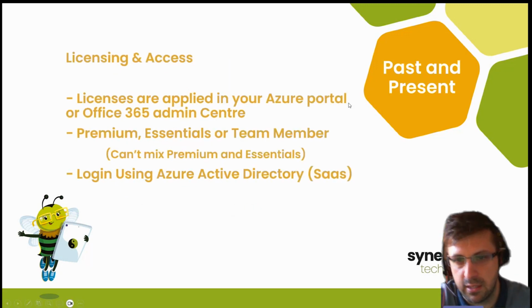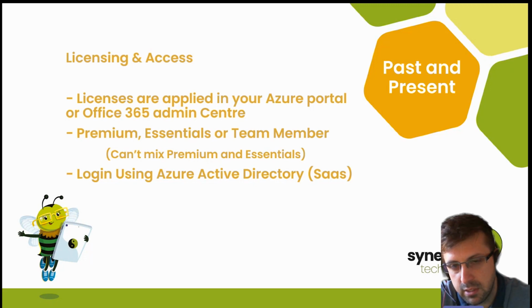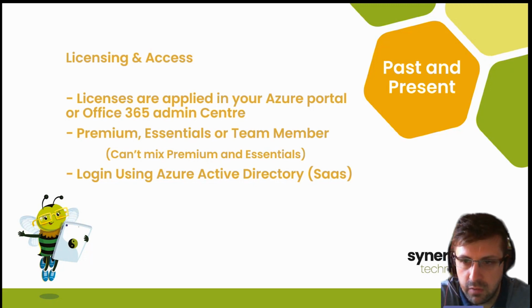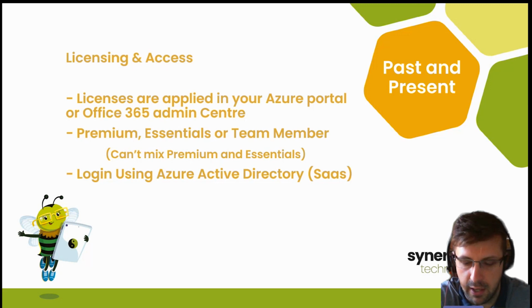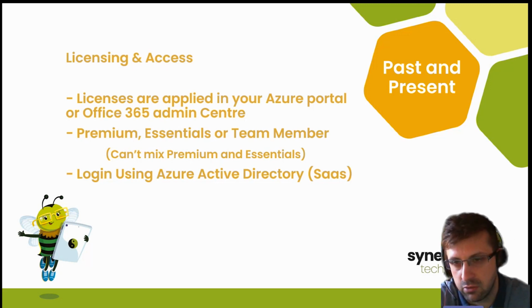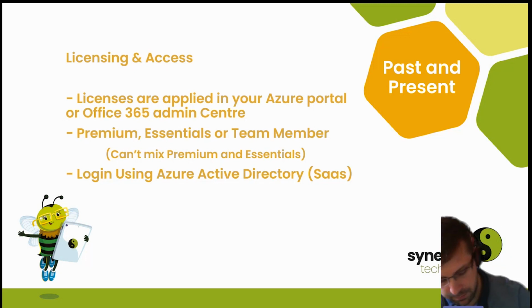So, licensing and access. For those of you that don't know, there are 3 different types of license that you can get with the Business Central SaaS environment anyway. Most people, unless you're doing manufacturing, will be on Essentials licensing. But then if you need somebody who just has read-only access, you'd be a team member. And if you have got manufacturing in there, you'll go through to Premium.